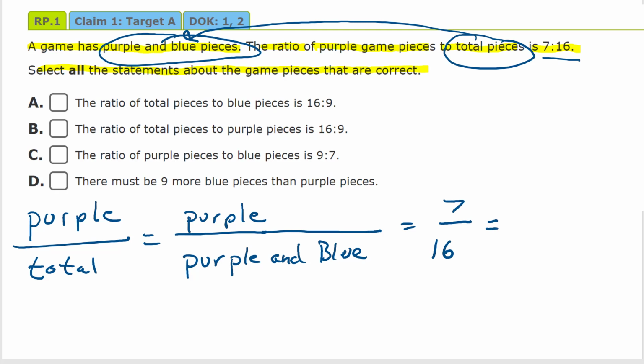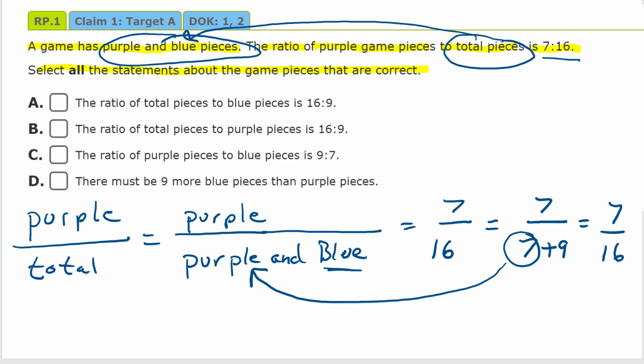Well, if we wanted to know the number of blue pieces, we already know that there are 7 purple pieces. If there's 7 purple pieces, in order to have 16 total pieces, that means we had to go 7 plus 9. So that again would give us the ratio 7 over 16. So what we know from this is that we have 7 purple pieces and we have 9 blue pieces. That information is going to help us solve the problems for A, B, C, and D.